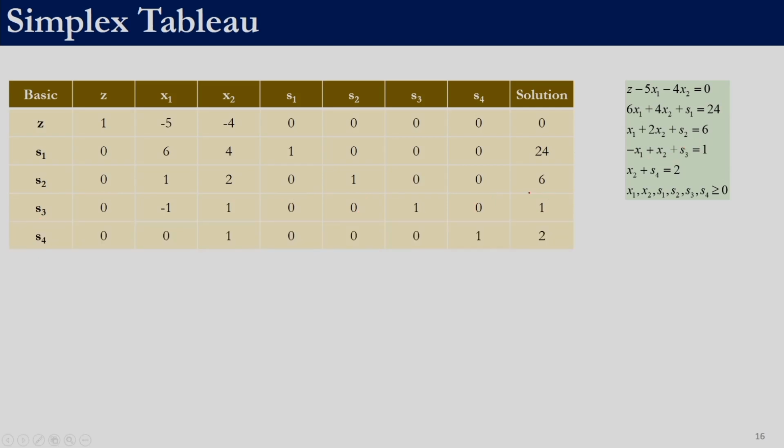Similarly, we can also write the next equation. The next equation involves only x2 and s4, so we have the coefficients 1 and 1 over here, the rest of the coefficients are 0, and the right hand side over here is 2, so we write the 2 over here. This completes the construction of the initial simplex table.